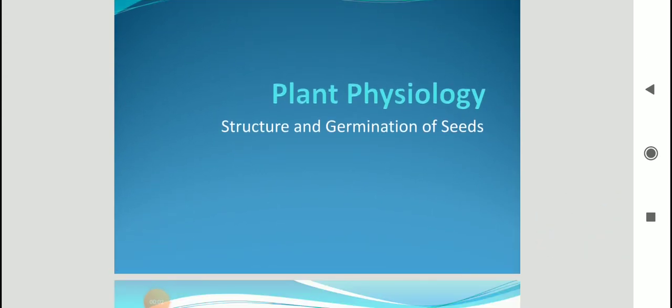Hello children, I welcome you all once again in your biology class. I hope you have spent your holidays quite well and you've spent quality time, and now you're very well prepared for your studies once again. So today we will start with lesson number 5, that is structure and germination of seeds.